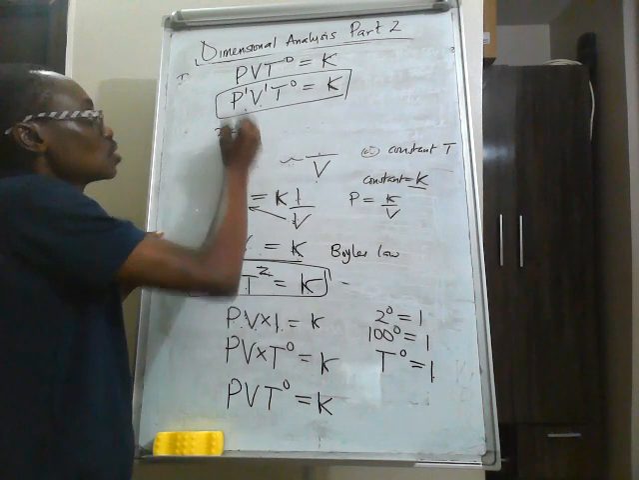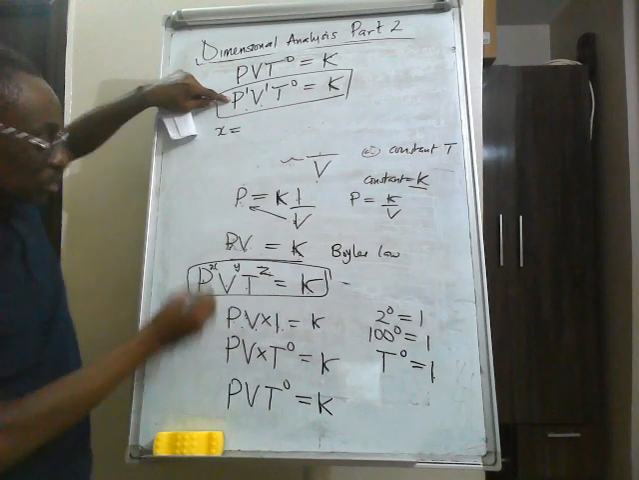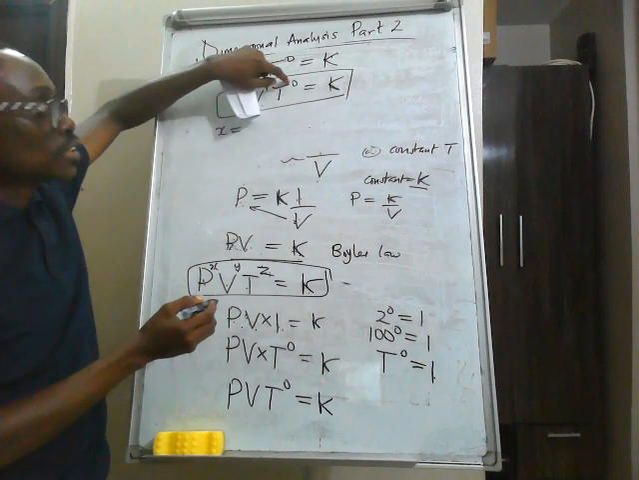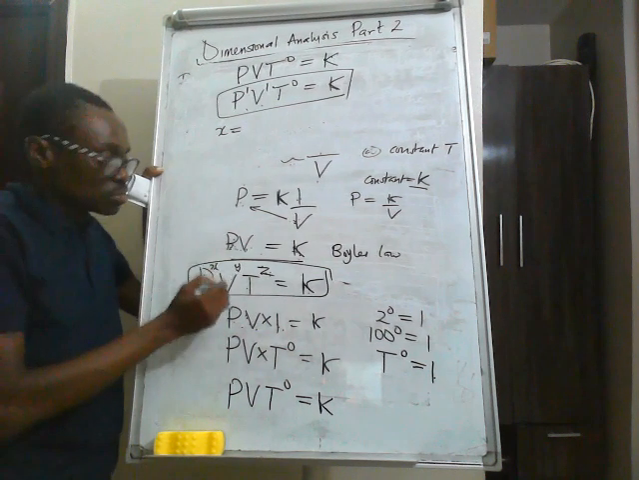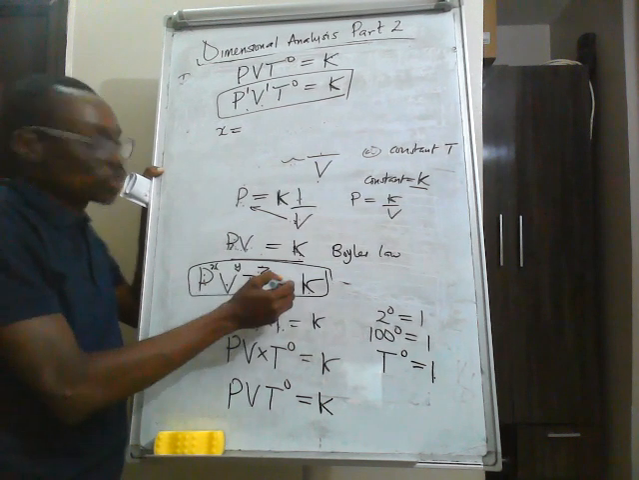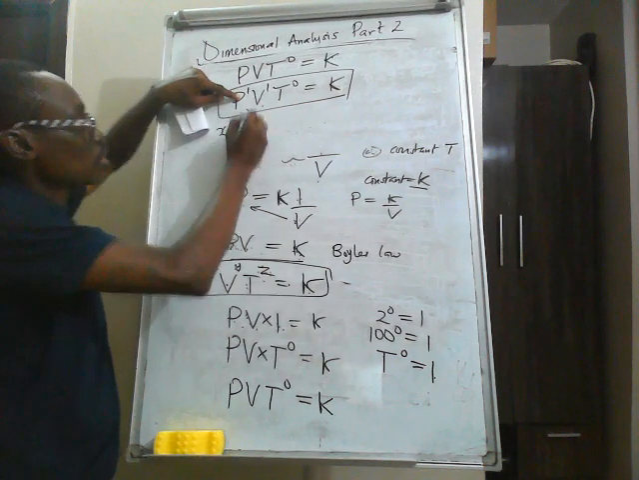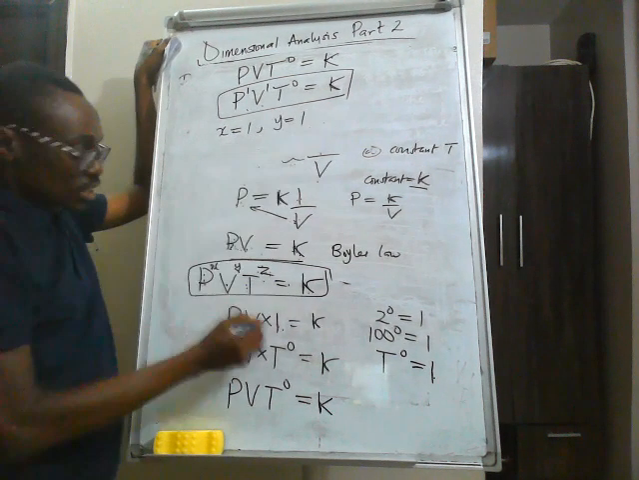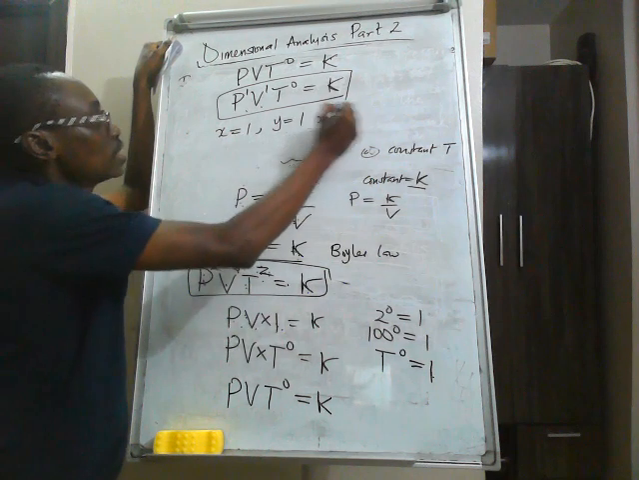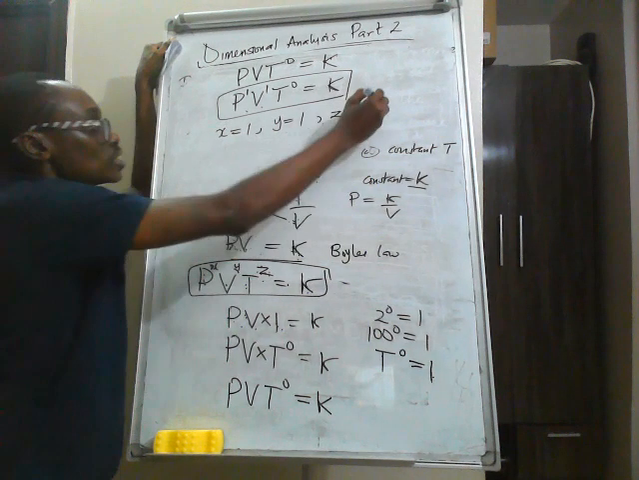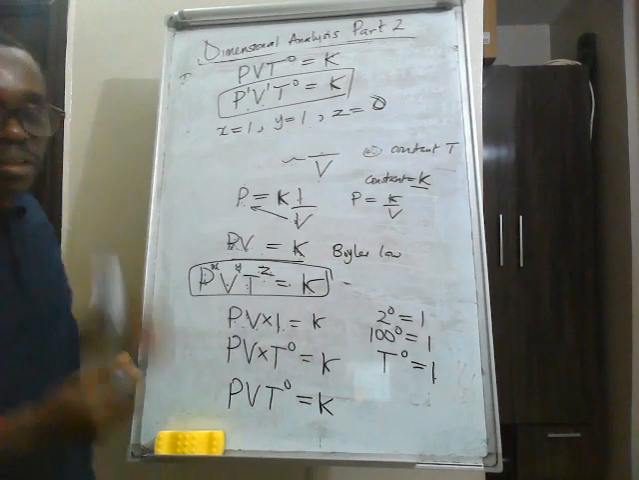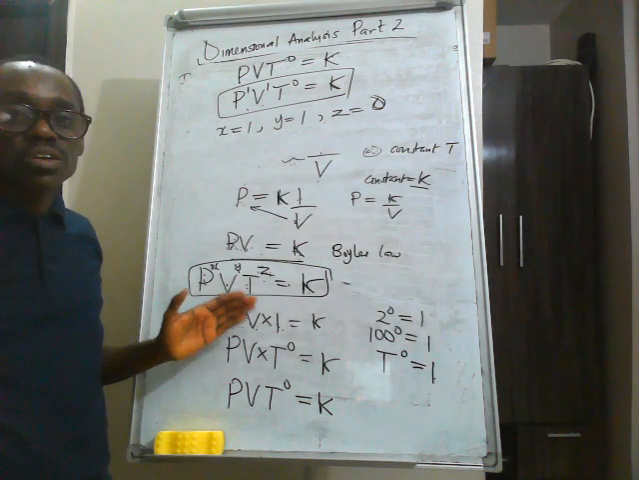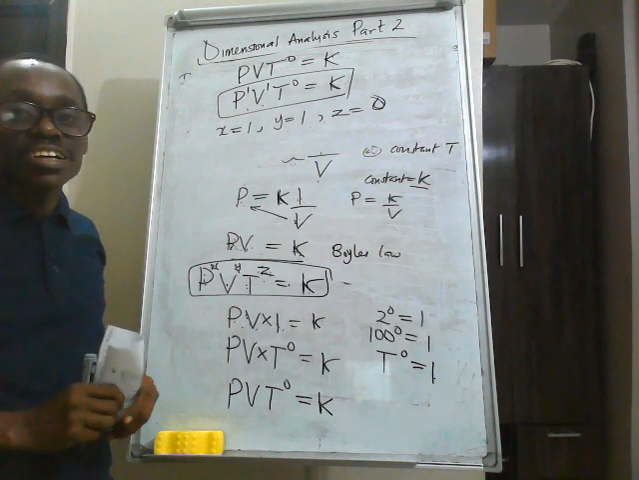So X is equal to, if we compare this with this now, P raised to power 1, V raised to power 1, T raised to power 0 equals K, with P raised to power X, V raised to power Y, T raised to power Z equals K. Our X is 1, our Y is also equal to 1, and our Z is equal to 0. So our equation is solved.